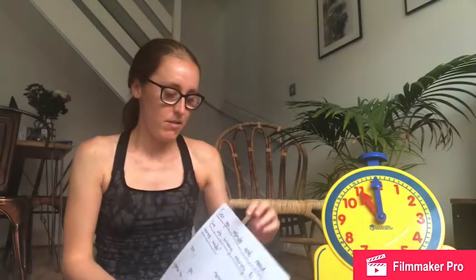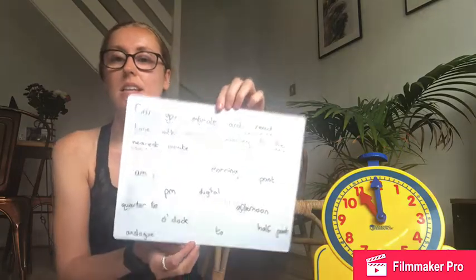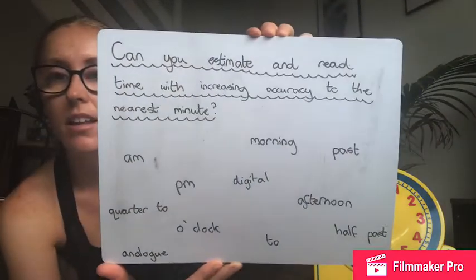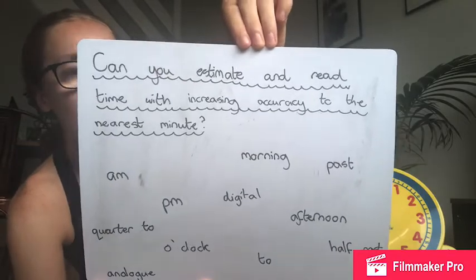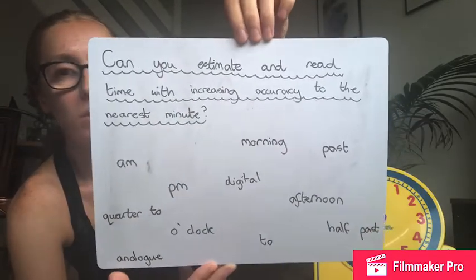Year 3. So today we're going to be looking at time. So there is your learning challenge, and it's about reading and estimating time with increased accuracy to the nearest minute. So that means that we're trying to be as specific as we can as to what time it is.